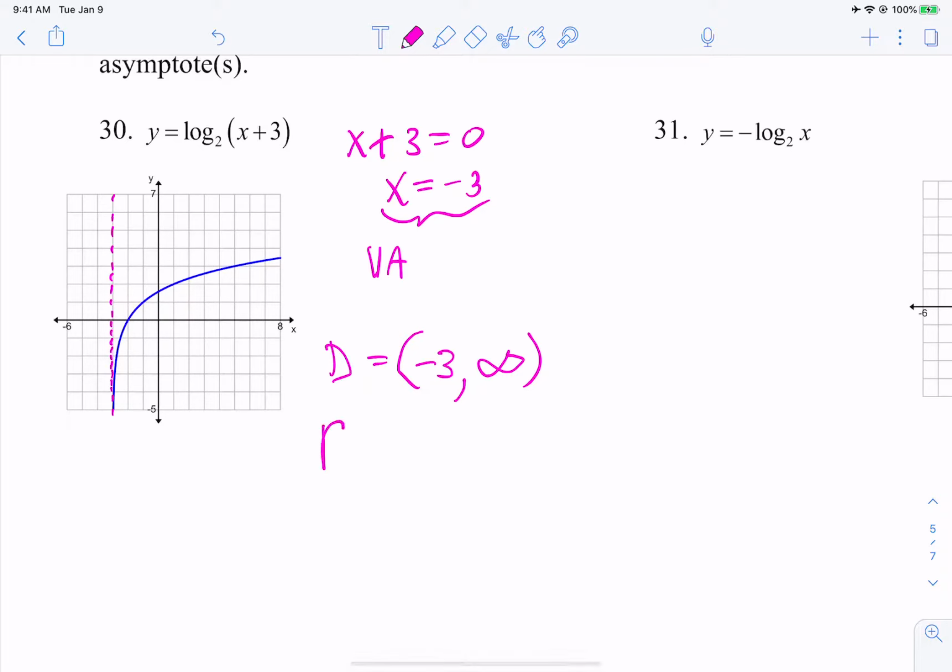Now let's take a look at our range. This graph can get as low as we want. This graph eventually will get as high as I want. The range is from -infinity to +infinity. And you'll see that happen. That's the opposite of what 2 to the x plus 3 would be.